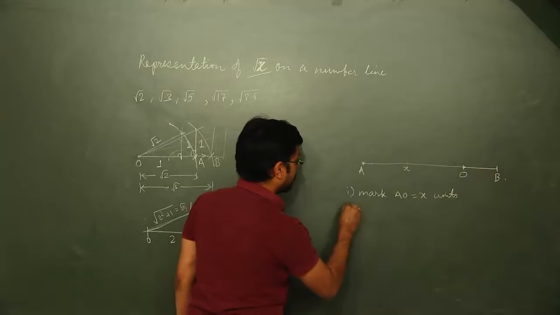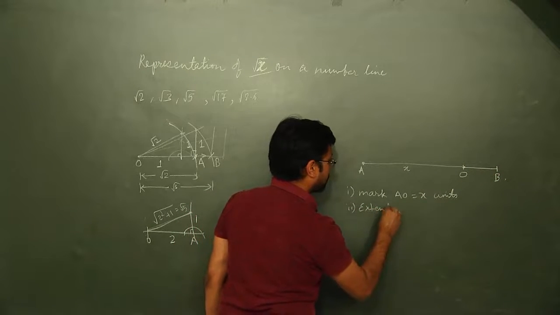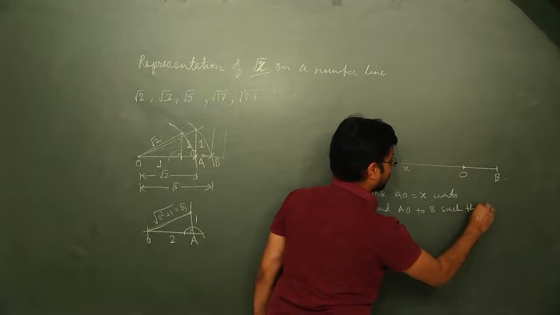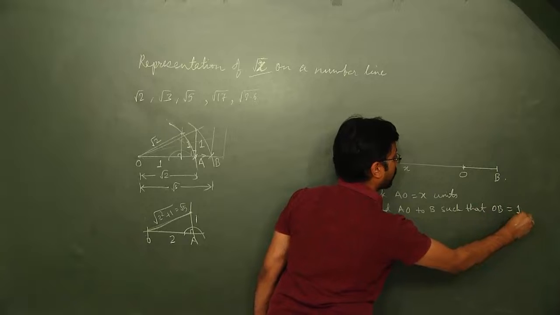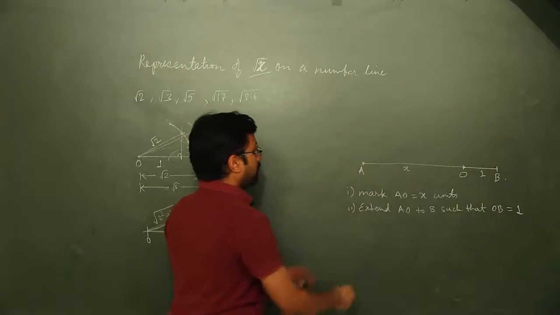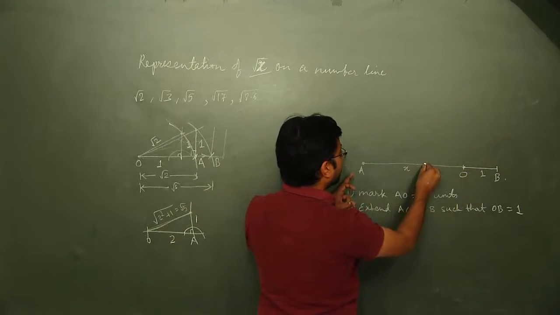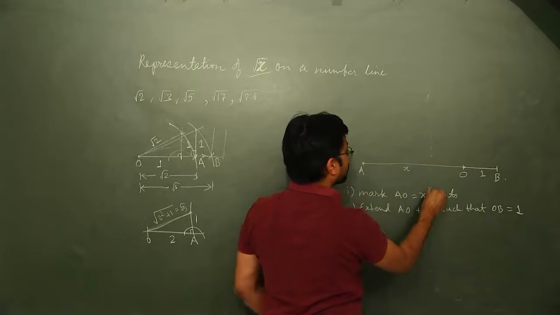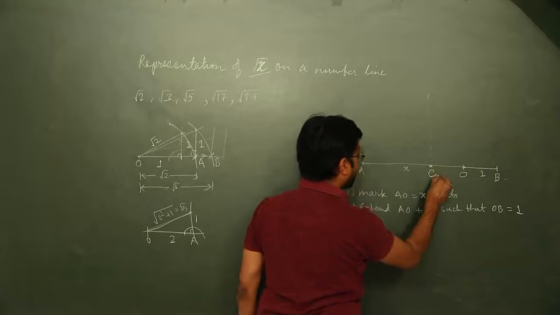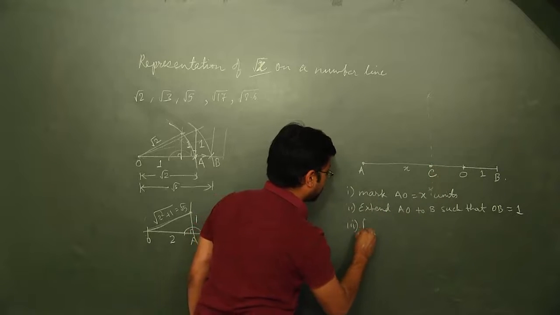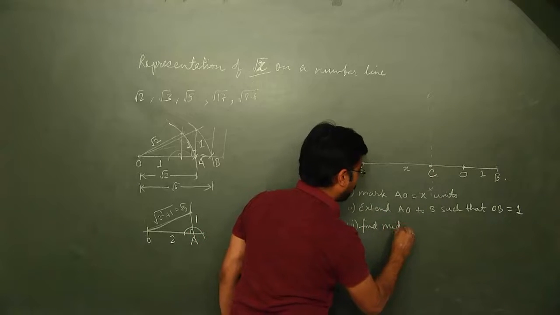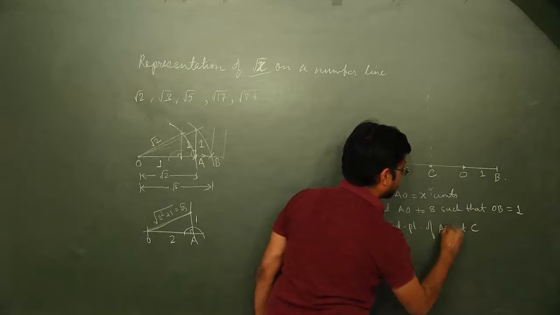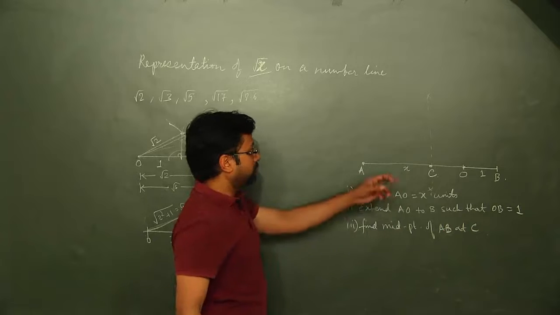So extend AO to B such that OB is equal to 1 unit. So you have 1 unit. Now this line AB, you take its perpendicular bisector. So you find the midpoint of AB. So the third step is find midpoint of AB at C.